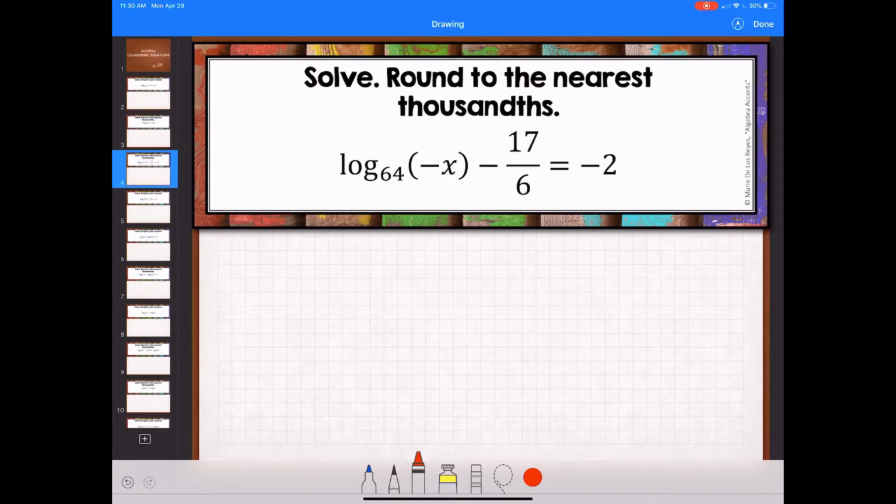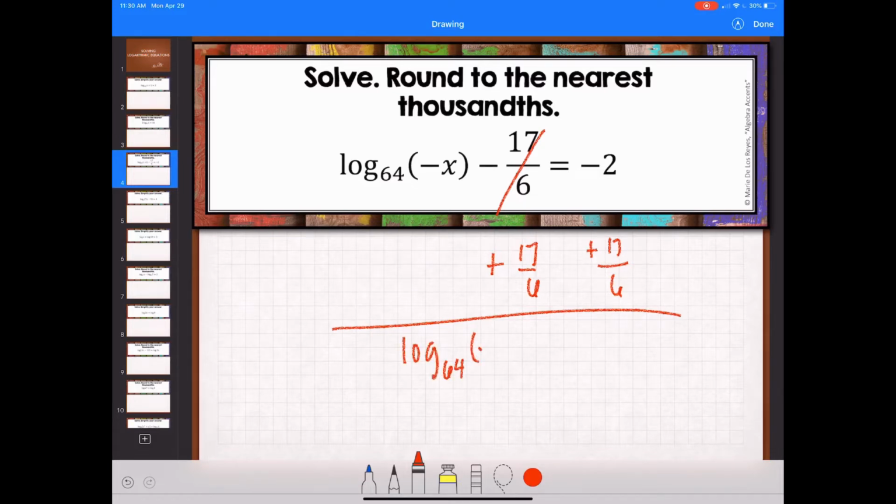Let's isolate. So we're going to add 17/6. And remember, you're using a calculator, so even though you have these fractions here, it's not a big deal. So you have log base 64 of negative x equals negative 2 plus 17 over 6. And if you get a decimal, you go ahead and convert it to a fraction. So I got 0.83 repeating, which converts to 5/6.